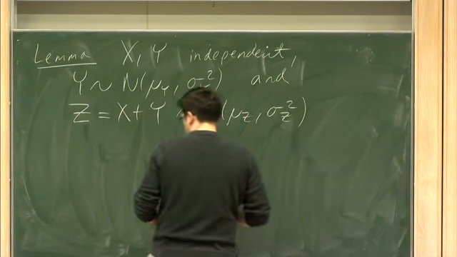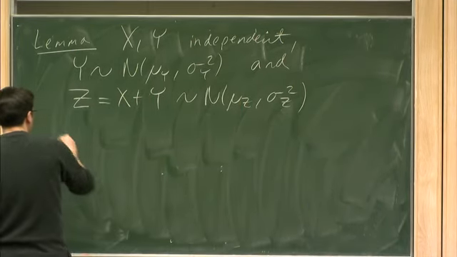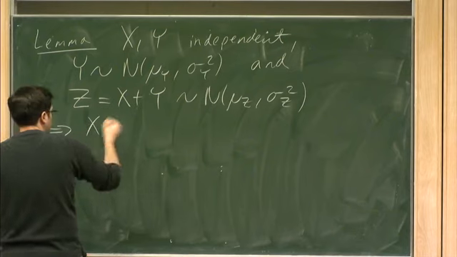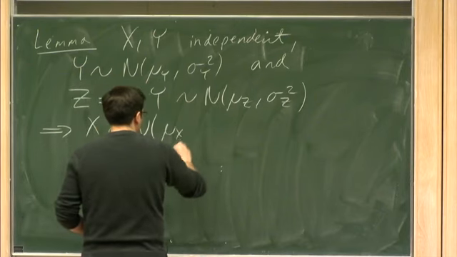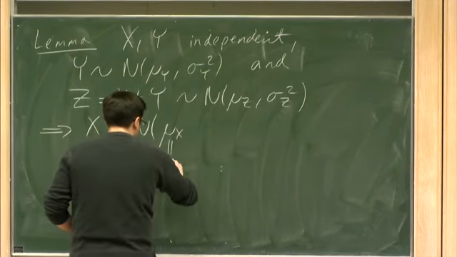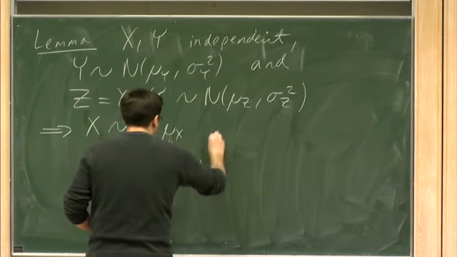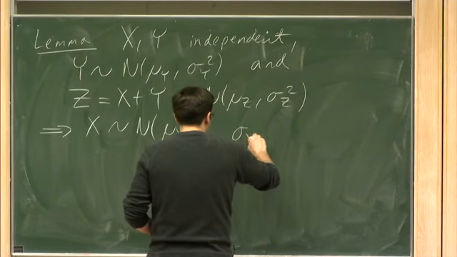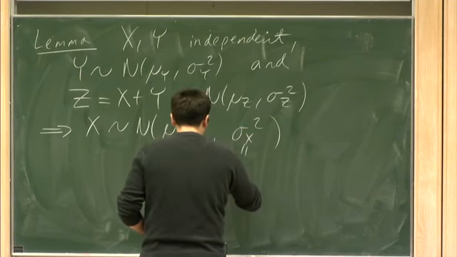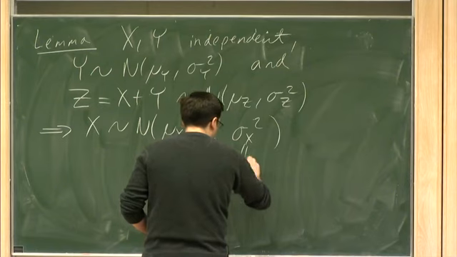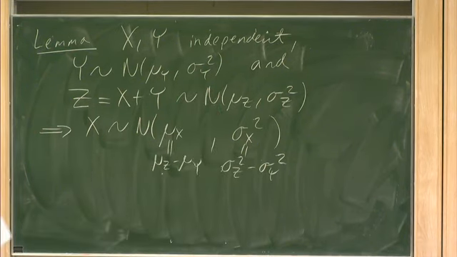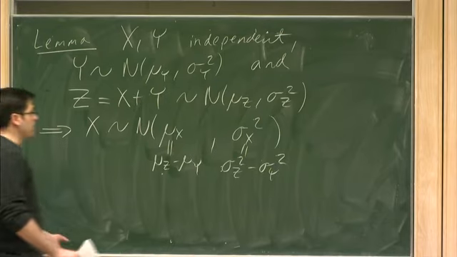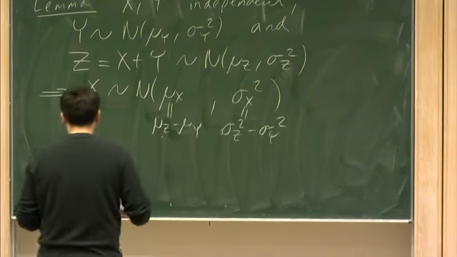just X plus Y, is a normal random variable with mean mu of Z and variance sigma of Z squared, then this implies that X is a normal random variable with mean mu of X, which is given by the difference of the means of Z and Y, and variance sigma of X squared, which is equal to the difference of the variances of Z and Y. Okay, so this is a basic probability exercise, but it's going to be very useful in the proof that I'm going to give in just a moment.